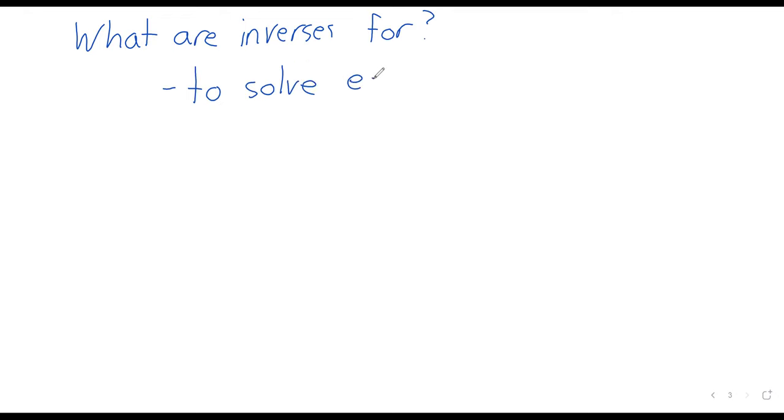So, what are inverses for? Kind of open-ended question, but one answer would be that you can use inverses to solve equations. Let me pause for a second and get our calculator loading up.